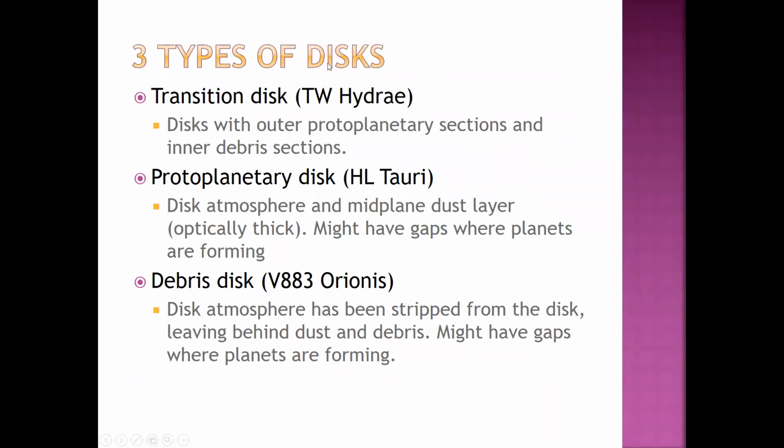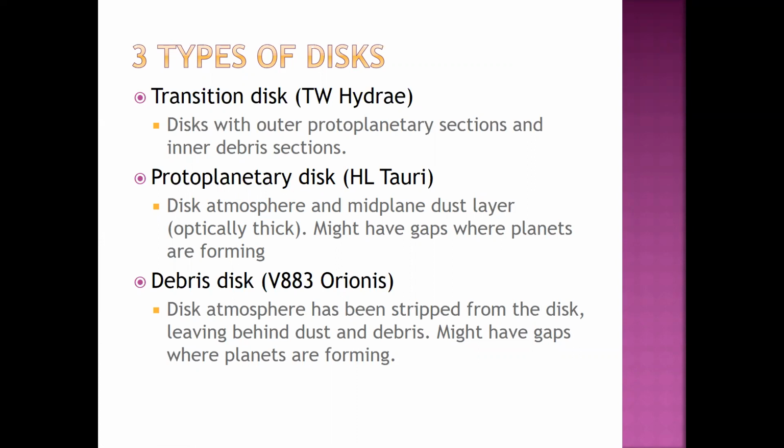So we'll be looking at three types of disks. First, a transition disk around the TW Hydrae star. Those are disks with outer protoplanetary sections and inner debris sections. Second, we'll look at a protoplanetary disk around HL Tauri, another star. That's a disk with a disk atmosphere and mid-plane dust layer throughout the entire disk. It's optically thick, which means they can't see through it, but it might have gaps where planets are forming.